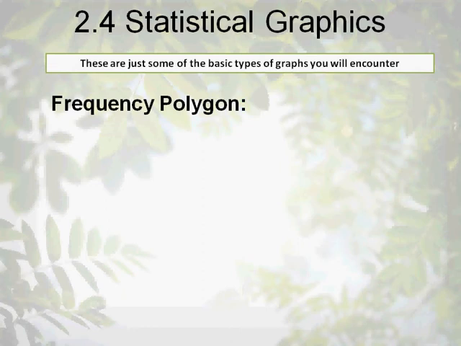A frequency polygon uses line segments connected to points located directly above class midpoint values. A frequency polygon is similar to a histogram, except it uses line segments instead of bars.